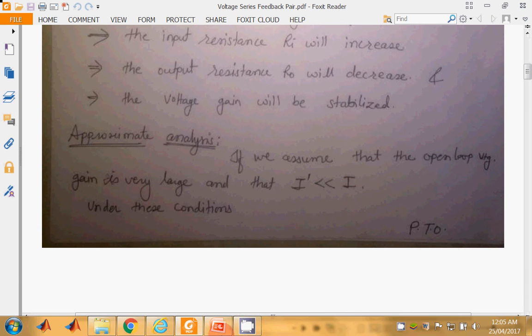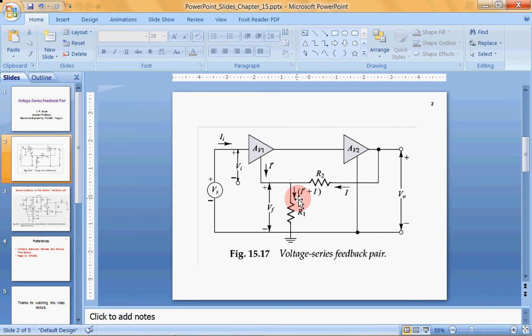Once again we can see the figure. Now here in this figure you can see that the current which is flowing through the resistance R2 is capital I. The current which is flowing from this path is I prime, and the current which is flowing through R1 is I prime plus I, right? And now we are assuming that the open loop gain of this amplifier is very high, and this current I prime is far less than the current capital I.